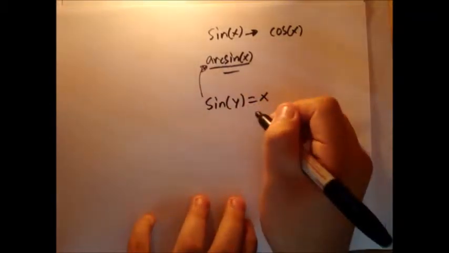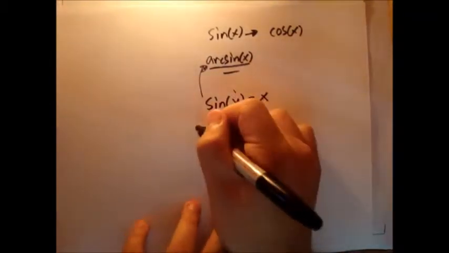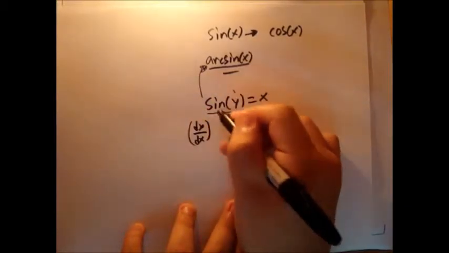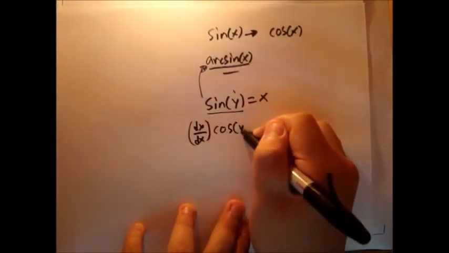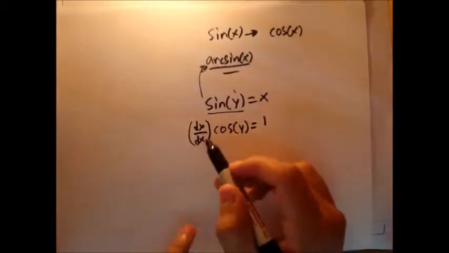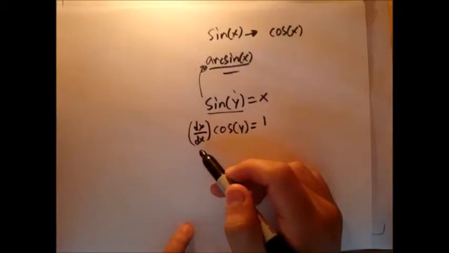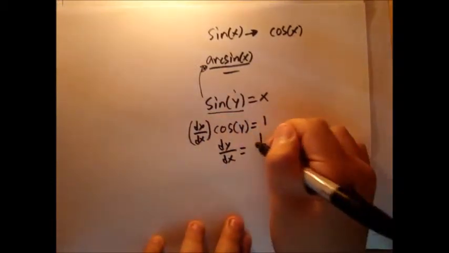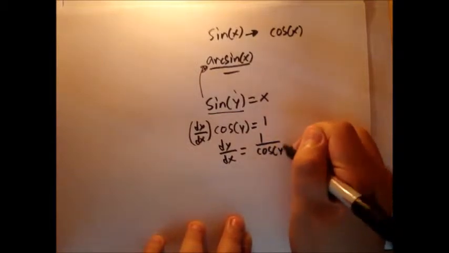So, this is with respect to x. The derivative of the inside is just dy/dx. Take the derivative of the outside, which is just cosine of y. And this equals the derivative of x, which is 1. We're interested in finding what dy/dx is, so isolate it. dy/dx equals 1 over cosine of y.